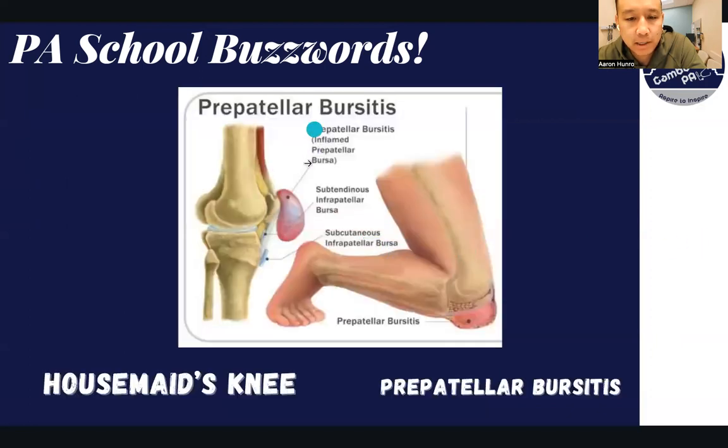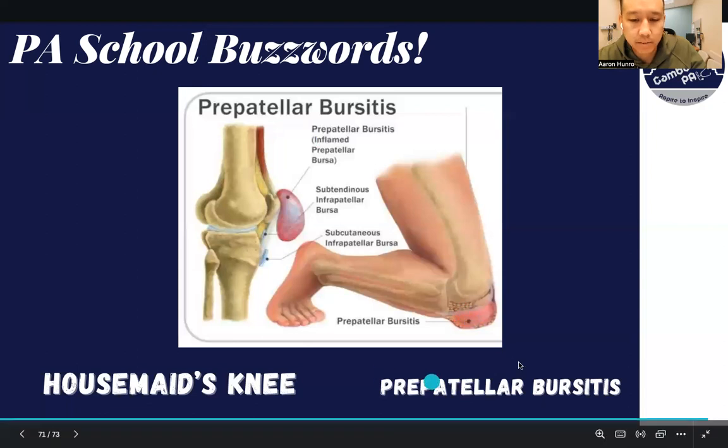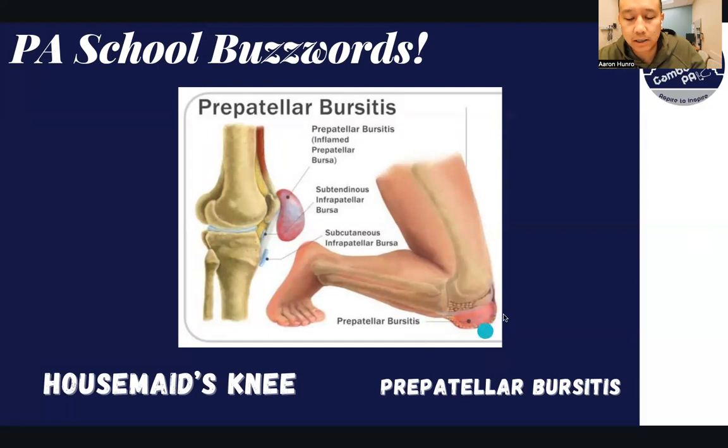And lastly, that prepatellar bursitis. In all of our joints, we'll have some type of fluid-filled sac called bursas. And when the bursas get inflamed, especially with housemaids where they're constantly on their knee, scrubbing the floors and cleaning, things like that, you'll get that bursitis where that prepatella is. So hence the name housemaid's knee, because this was the occupation that typically developed it mostly.